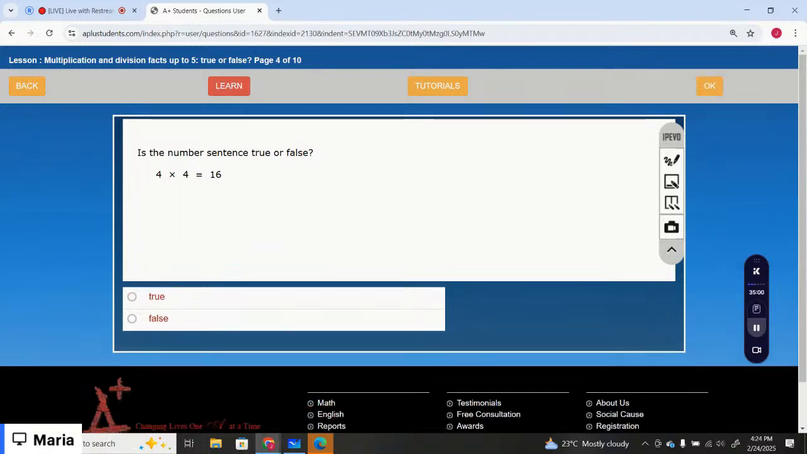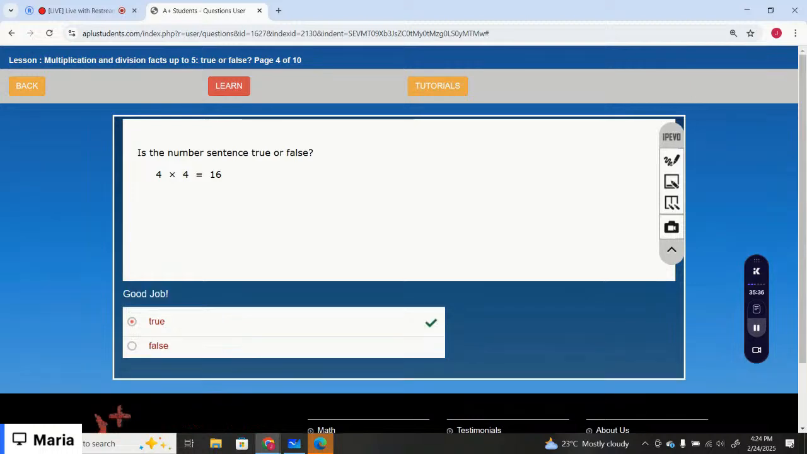Is the number sentence true or false? 4 times 4 is 16. True or false? True it is. 4 times 4 makes 16.